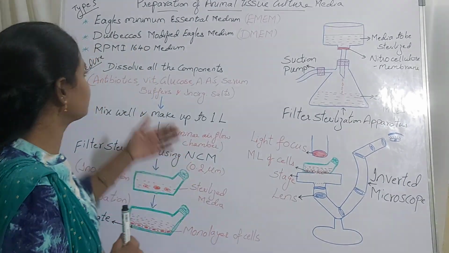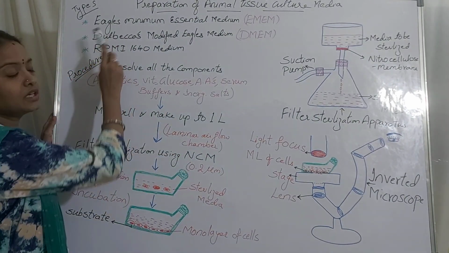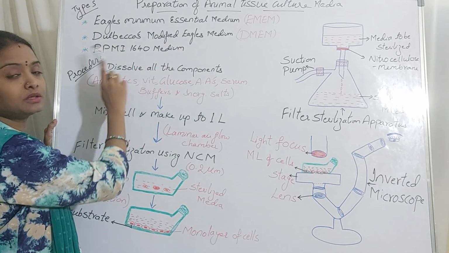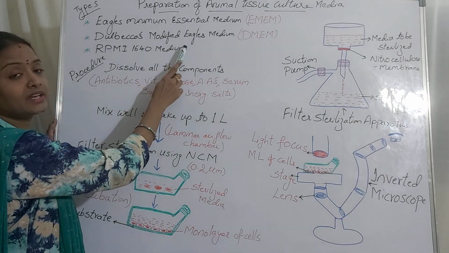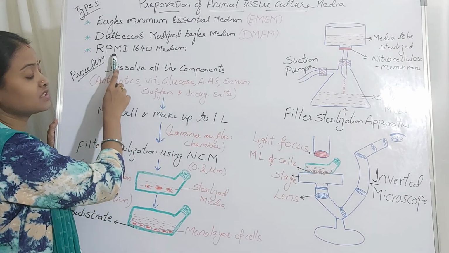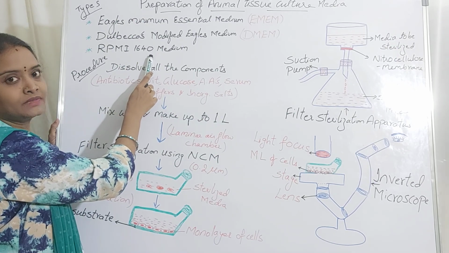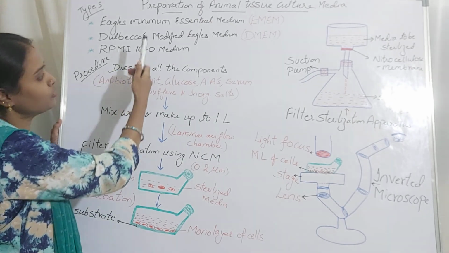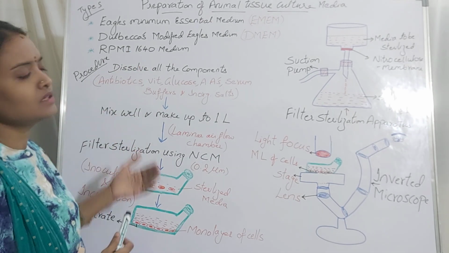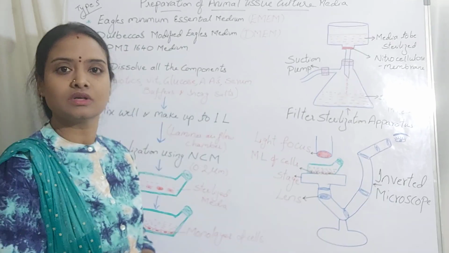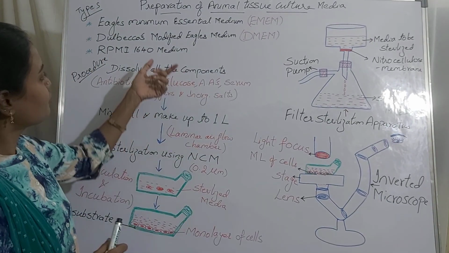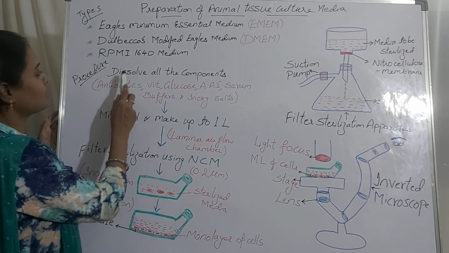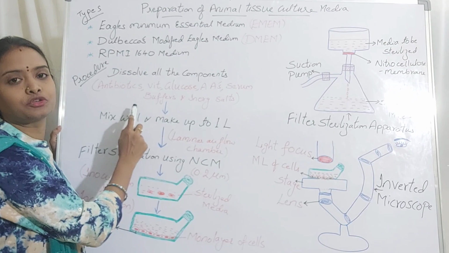Here we have different types of media, that is EMEM, Eagle's minimum essential medium, or DMEM, which is Dulbecco's modified Eagle medium, and the other medium you have is RPMI 1640 medium, that is Roswell Park Memorial Institute 1640 medium. You have many other media also which you can select based on the cell you want to culture, right? When you select a media, the components must first be weighed accurately.